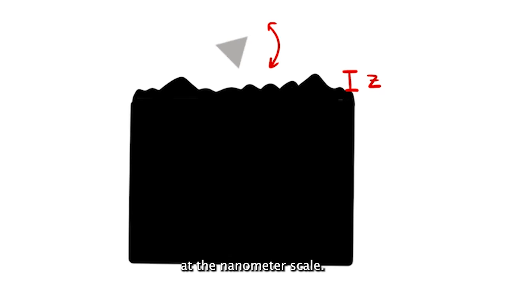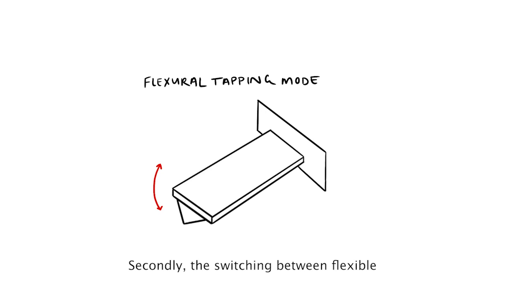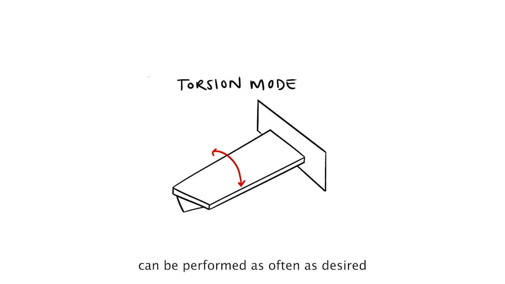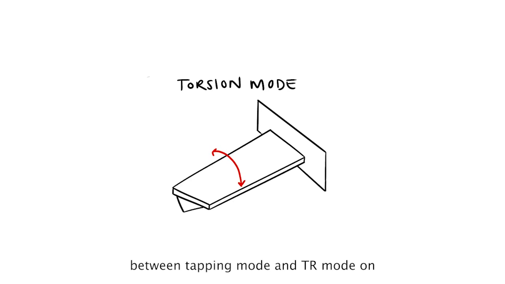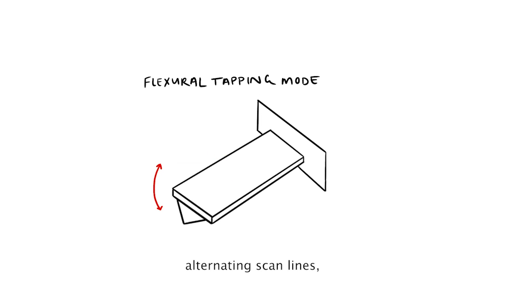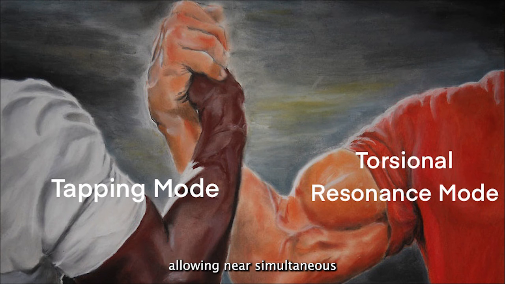Secondly, the switching between flexural and torsional resonance can be performed as often as desired, and commercial systems allow a user to switch between tapping mode and TR mode on alternating scan lines, allowing near simultaneous imaging of the same sample in both imaging modes. This allows a fast scan, which is sensitive to both vertical and lateral forces, has high contrast at step edges, all without using contact mode.